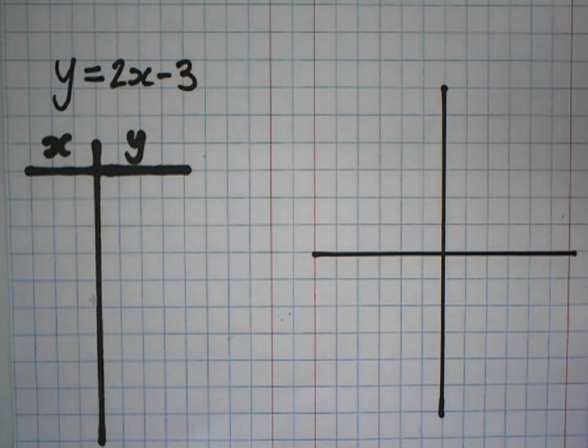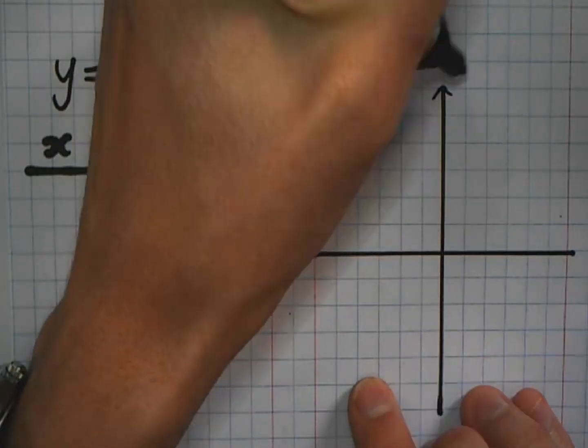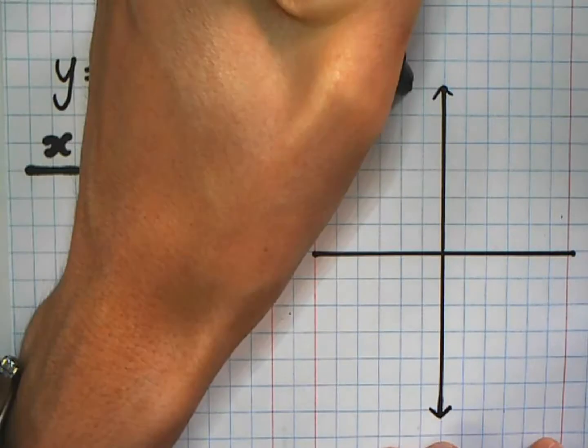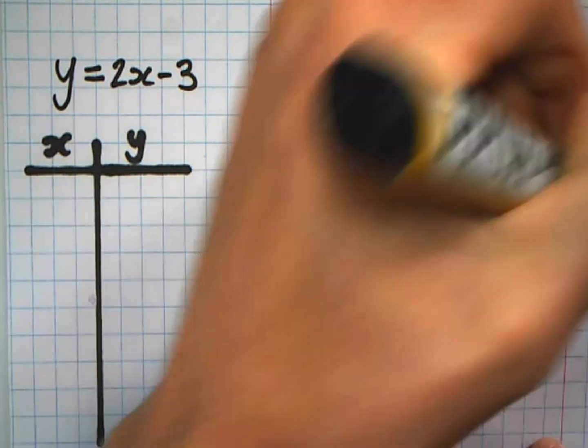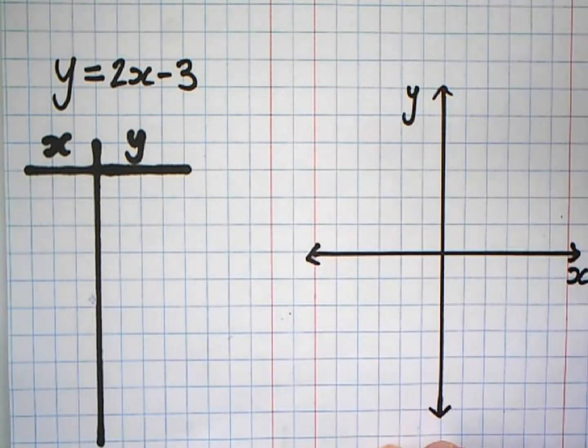We're going to look at how to plot an equation from a table of values onto our graph. So here's my equation, here's my table, and here is where I'll plot it on my graph. Just to quickly label your graph, remember your up and down is your y-axis, and your left and right, or your horizontal, is your x-axis.